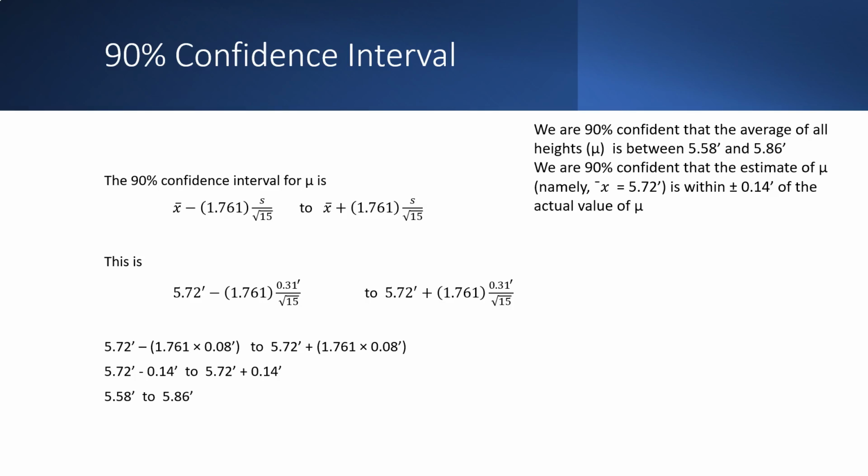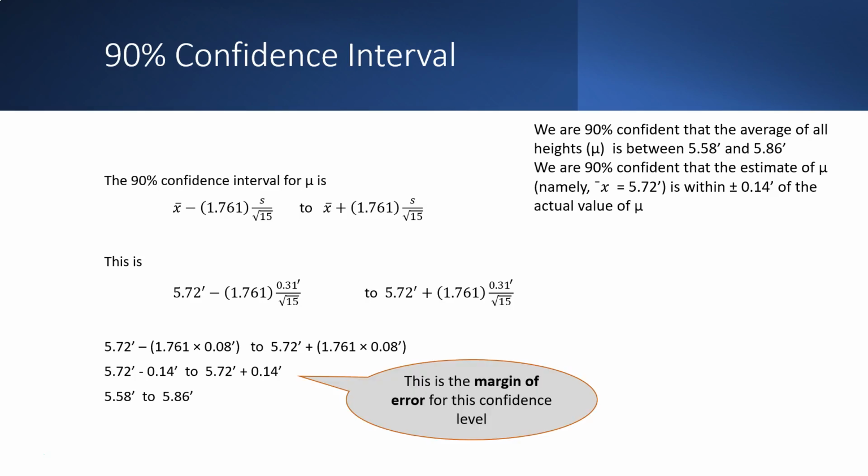We have the same sample mean, sample standard deviation, and sample size that we had in the previous example, which allows for us to have a margin of error of 0.14 for that confidence level, and a confidence interval of 5.58 feet to 5.86 feet. So what this means is we're 90% confident that the estimate of our population mean, which in this case would be our sample mean, is within plus or minus 0.14 feet of the actual population mean.